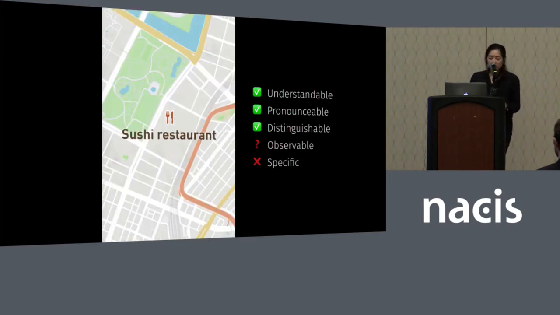And so this category description here for this sushi restaurant is easily understandable, pronounceable, and distinguishable for English speakers. But again, it's questionably observable. You could probably search for sushi restaurants in this area and end up with this result, or you may be able to walk by this restaurant and tell that it's a sushi restaurant. So it's somewhat observable, but not as clearly observable as a name itself. And it's definitely not specific information. It's not going to help you locate this one precise sushi restaurant if there are 30 other ones in the area.